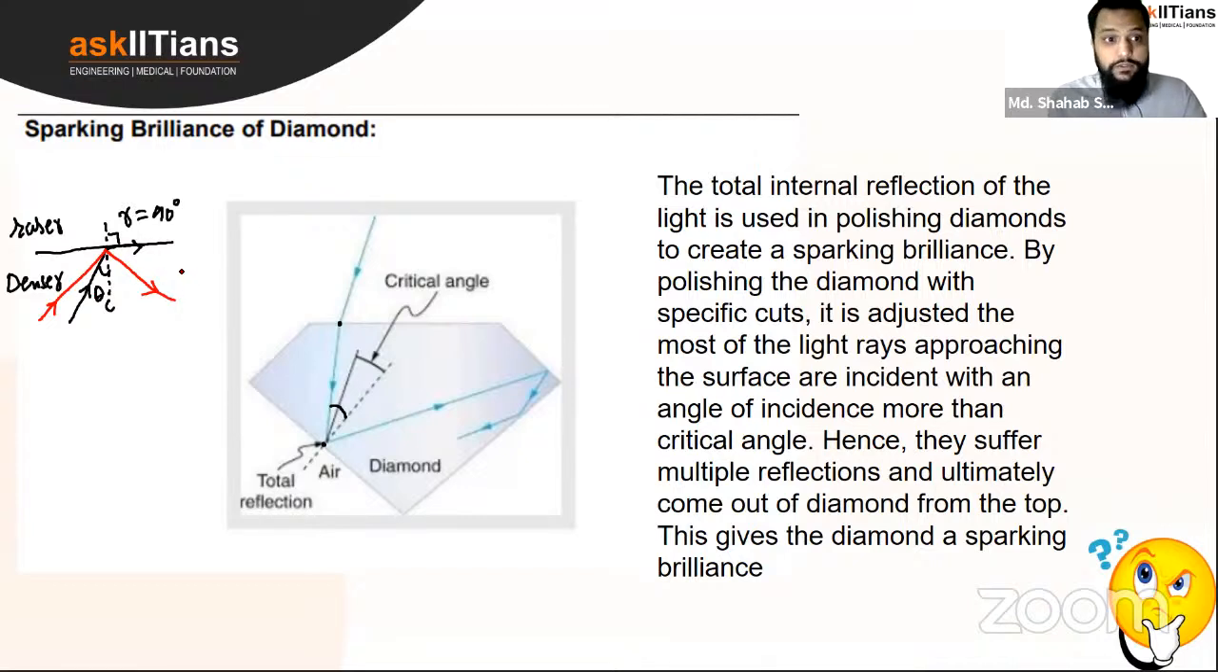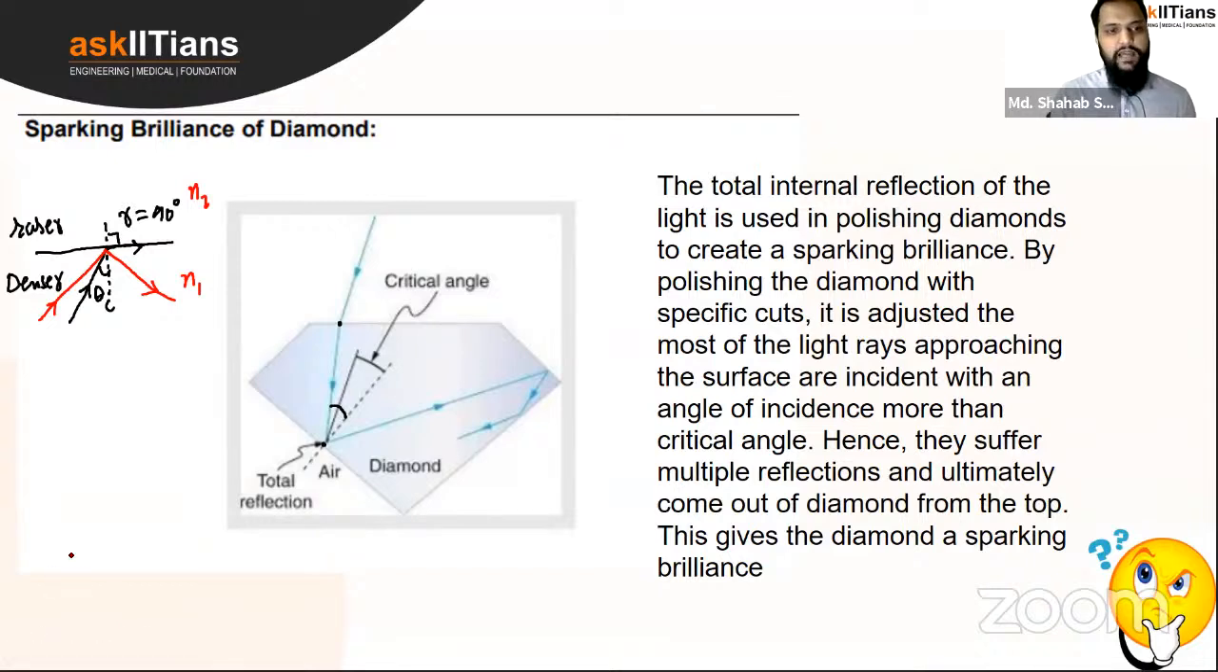So for that let's suppose that this medium has refractive index n1 and this medium has refractive index n2. So to find the critical angle, what we can do, bacha, we can apply Snell's law at the point of incidence.